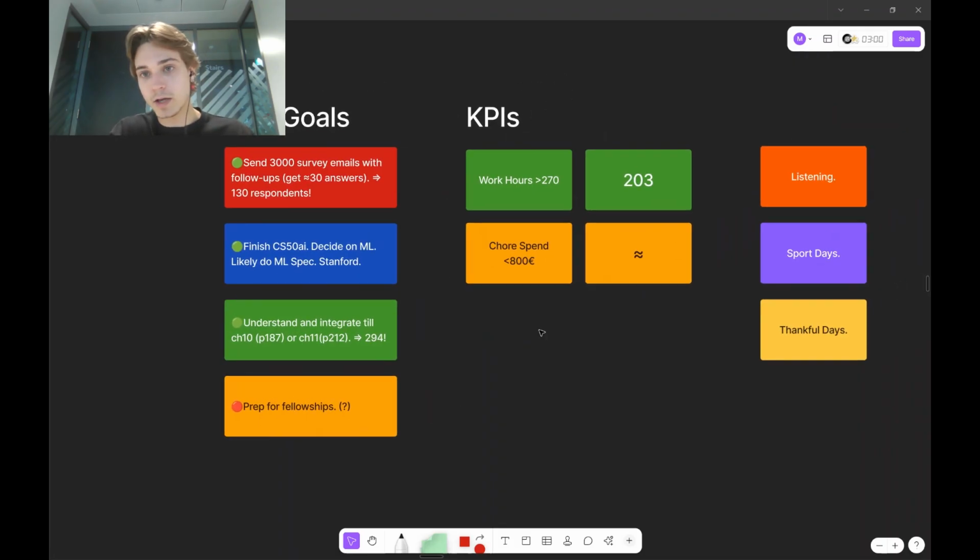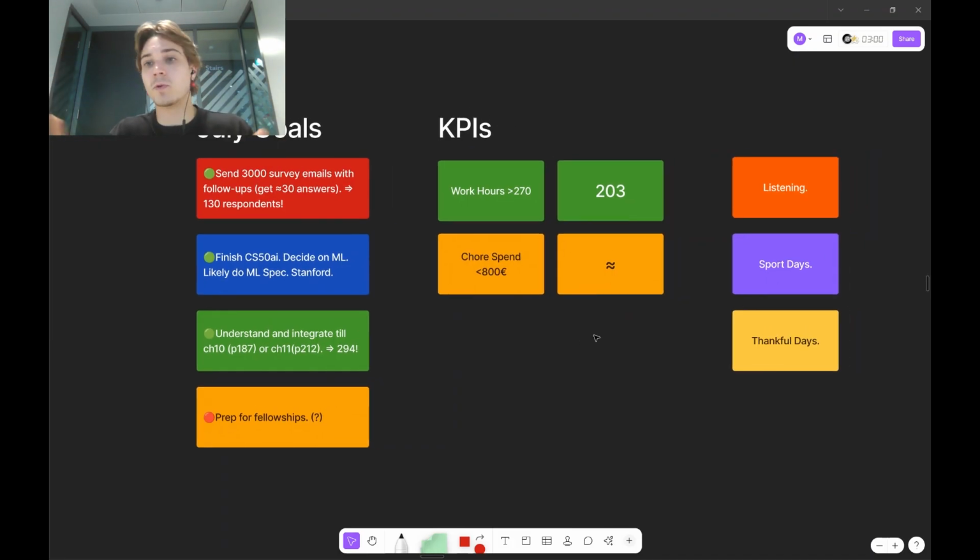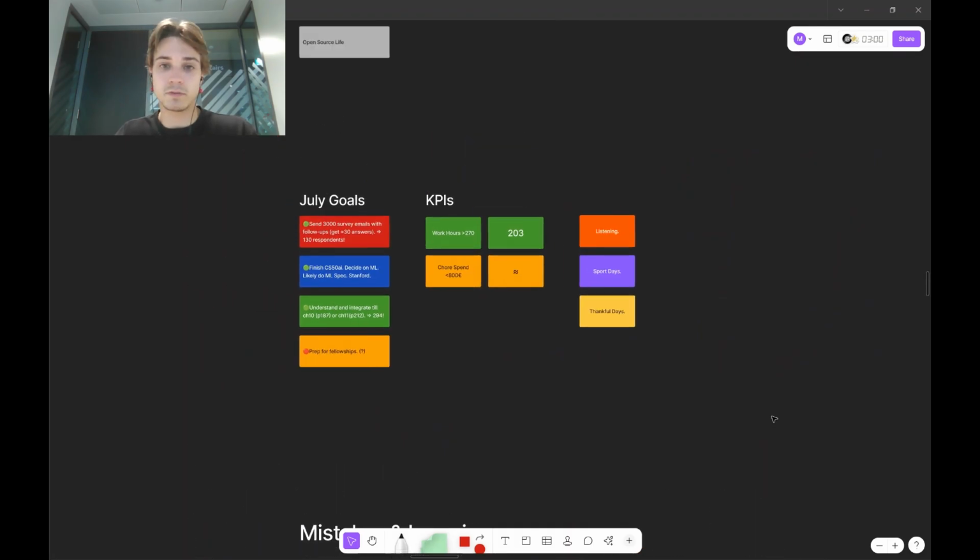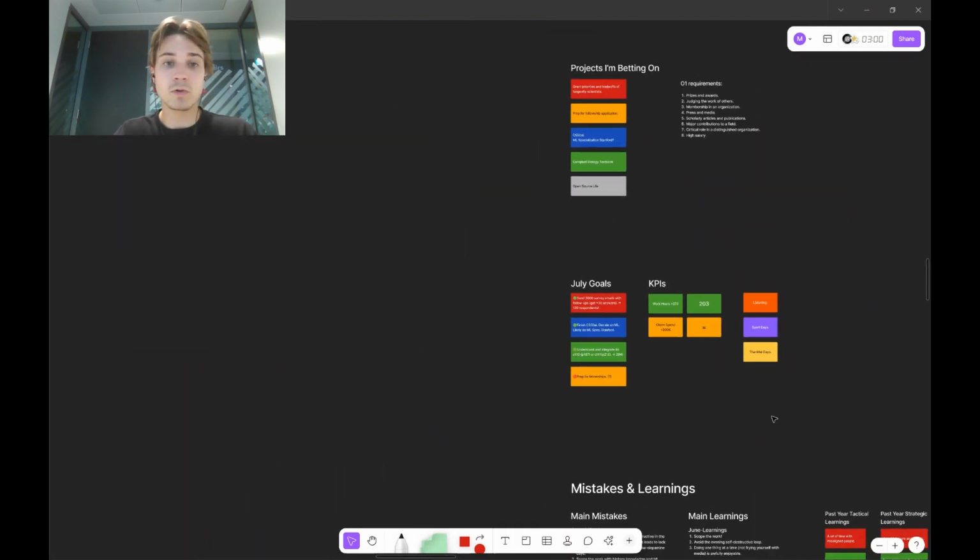If we talk about KPIs, I worked 203 hours, which is not 270. And one part of it is that I was traveling with siblings, and I was also seeing a friend. So that kind of complicated working hours. And that's one of the mistakes or maybe learnings we talk about. And church sprint, I wasn't exactly sure if it was less than 800, but it was ballpark 1,000 euros. So I don't feel so bad about it. Listening, sport days, thankful days, we kept those too. So July overall went really well.